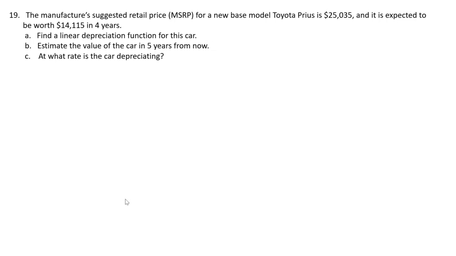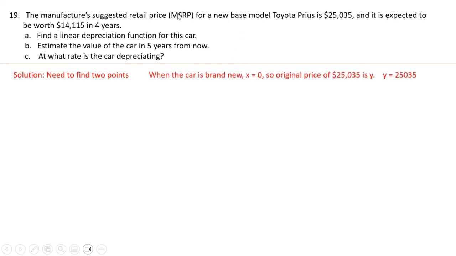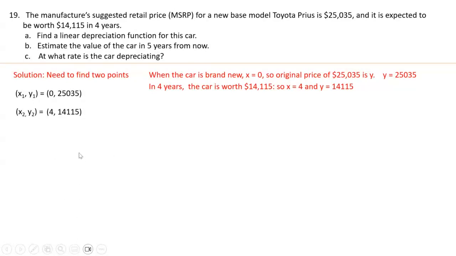So here, guys, we have to find 2 points. But if we notice, when x is 0, this is before the car went out to the streets, right? So before, when it was brand new, the x is 0, so this is my y. So the first point will be 0, 25,035. Then 4 years later, the car is worth 14,115. So it's going to be 4 and 14,115. So I got my 2 points.